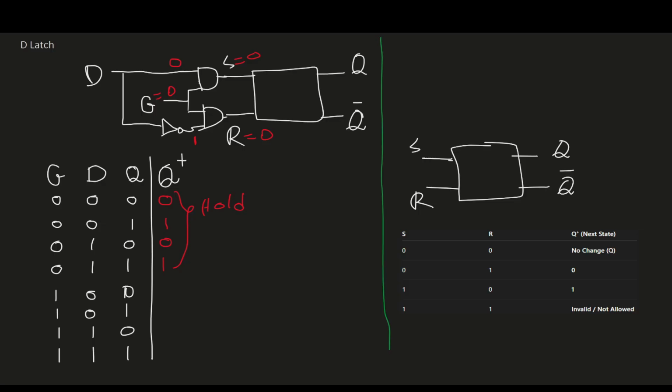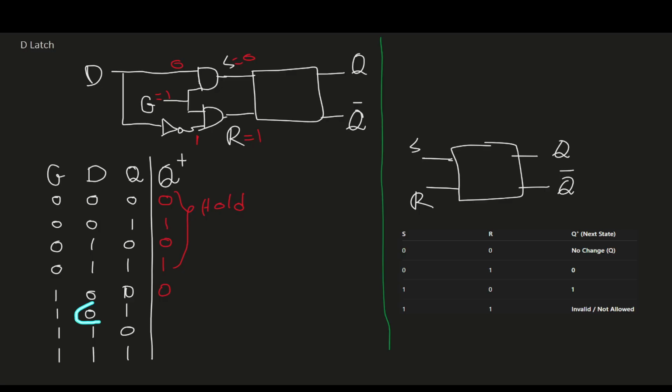Now let's see when the gate is enabled. Let's analyze the circuit for the bottom four rows. Let's delete this. Now the gate is enabled. Let's start with the first row. D is 0, so we have 0 here. At the bottom, we will have 1. So the top AND gate will output 0, and the bottom AND gate will output 1 because both of them are 1. When S is 0 and R is 1, looking at this row here, we set the next state to 0.